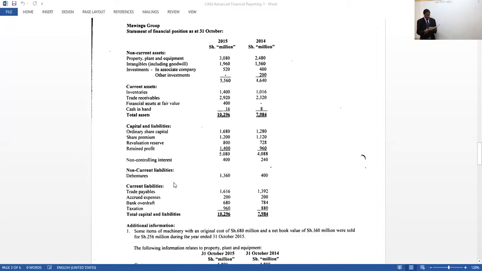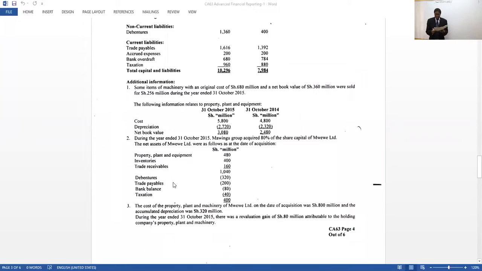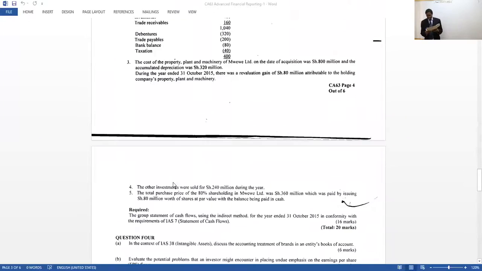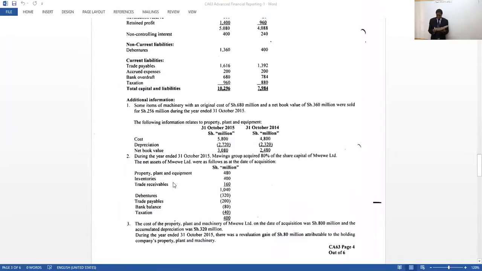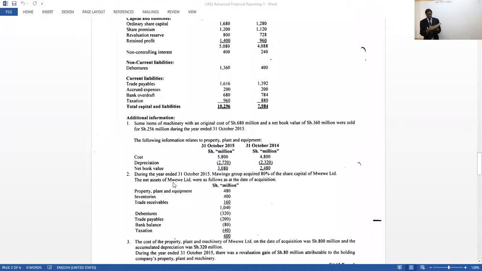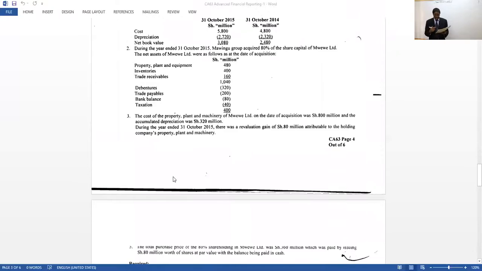Additional information. Number one, some item of machinery with an original cost of 680 million and a net book value of 360 million was sold for 256 million during the year ended 31st of October 2015. The following information relates to property, plant, and equipment. You are given a column for 2015 and a column for 2014. You are given cost, depreciation, and book value.